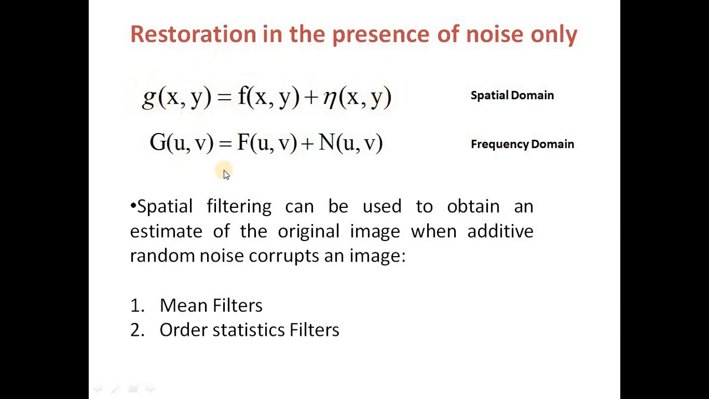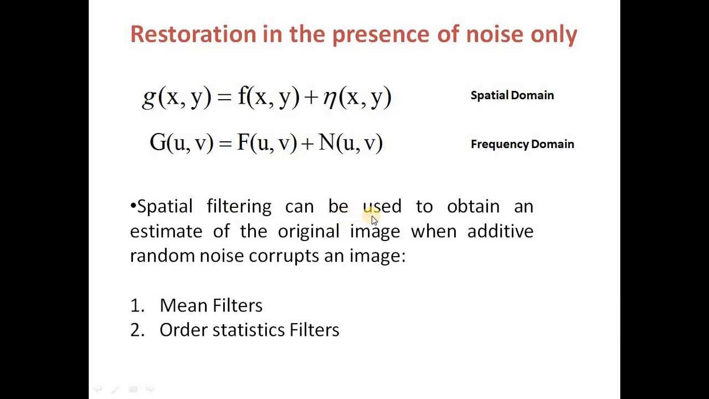Here we are assuming that the corrupted image, given in the spatial domain by small g of x,y or in the frequency domain by capital G of u,v, is degraded only due to additive noise and not due to a linear position invariant filter model. For images corrupted only by additive noise, spatial filters can be a very good choice when we are trying to restore the image from its degraded version.